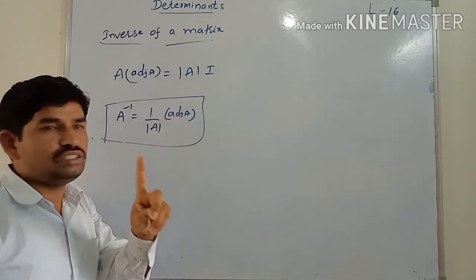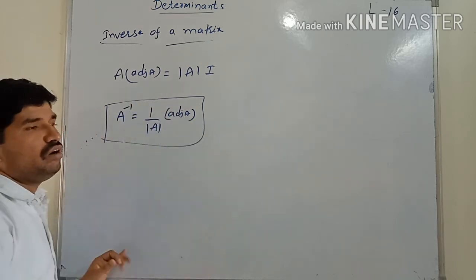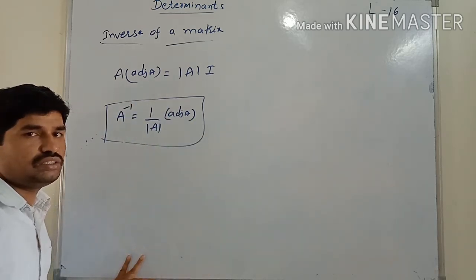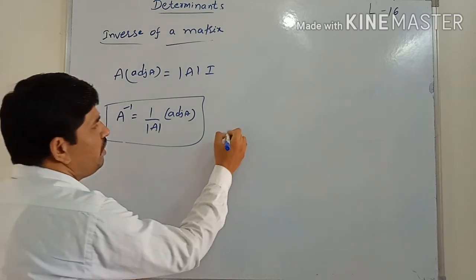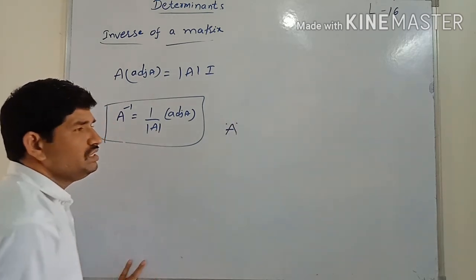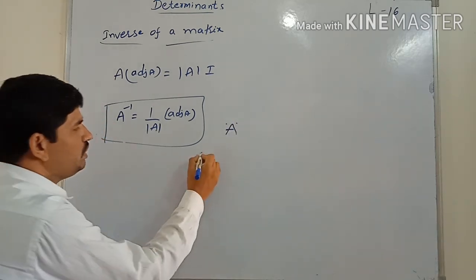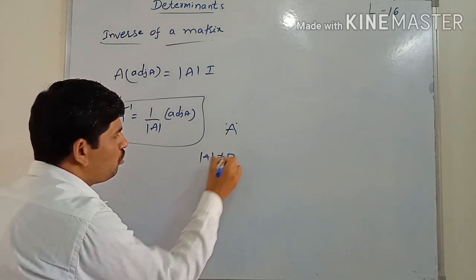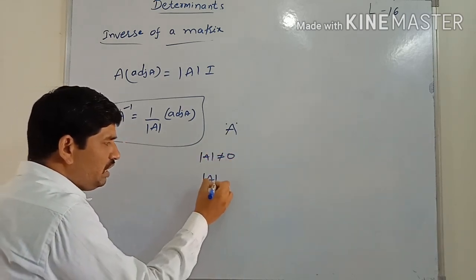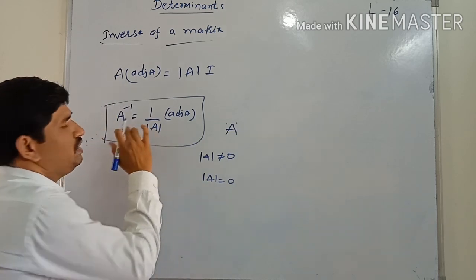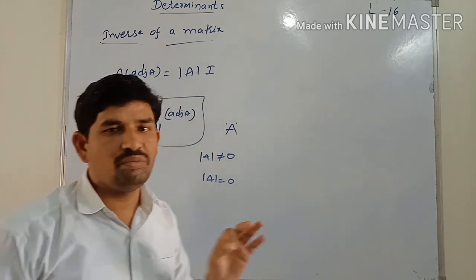But there is one condition for the inverse of a matrix to exist. What is that condition? A should be a non-singular matrix. Means the determinant of A is always not equal to 0. Suppose determinant of A is equal to 0, means A inverse does not exist. Remember that. Okay.